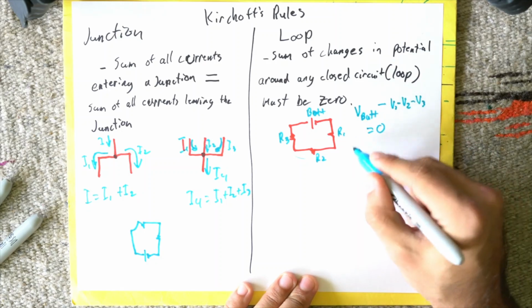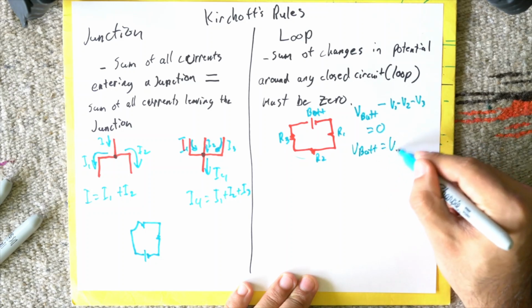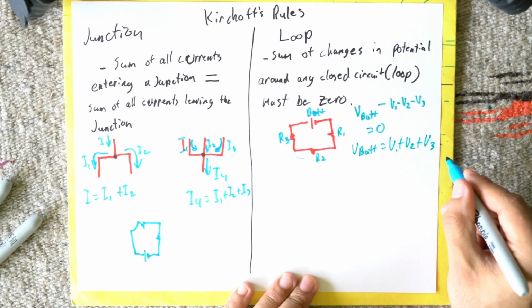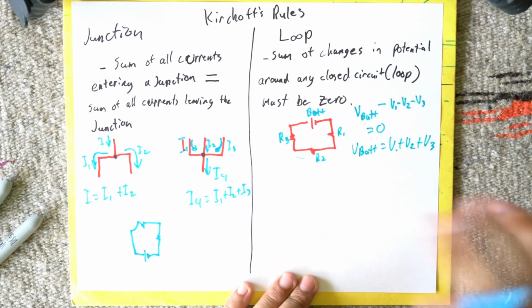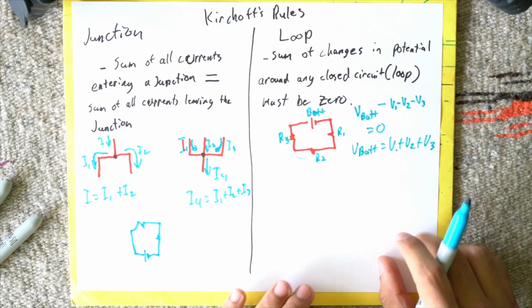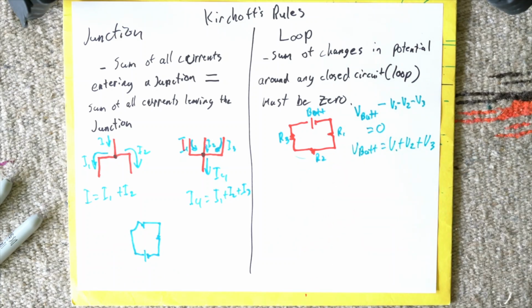Now let me rewrite this. Essentially what this is saying is that V battery equals V1 plus V2 plus V3. This is what I generally write it as, but this is the more technical route, because when you get into more complex circuits, this makes more sense. But for right now, with the ones that I'm going to give you this year, this works just fine. Do you see that? Hopefully that works.